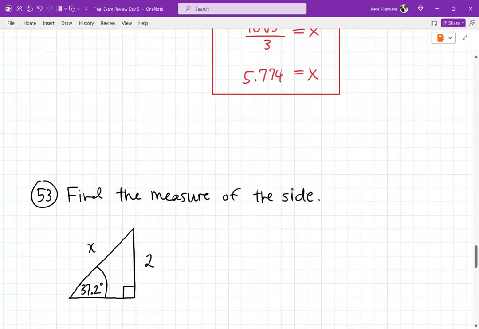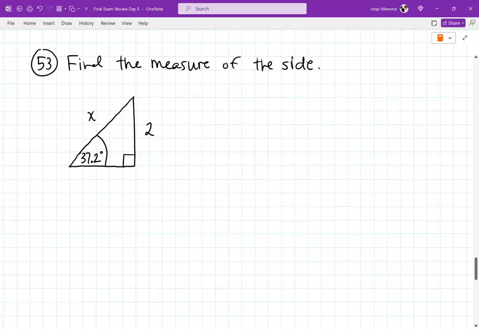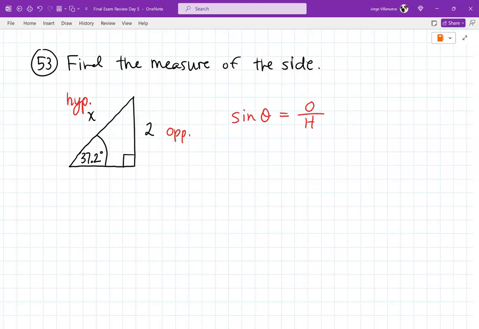Let's go to 53, and then I'll check to see if you have any questions. After that, we've got 2 more that are related. The last 2 are inverse problems. So 53. I have an angle of 37.2 degrees. I have an opposite side, and I have a hypotenuse. The adjacent side is blank, so I'm not going to label it. So what gives me an opposite and hypotenuse? That's the sine, right? Sine theta is equal to opposite over hypotenuse.